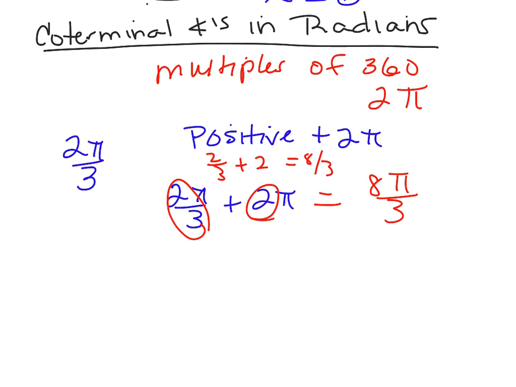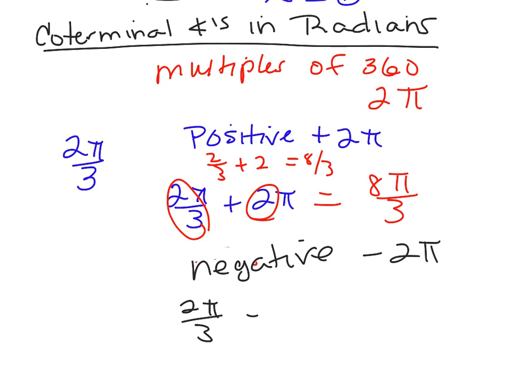All right, to get a negative, you subtract multiples of 360. So you would subtract 2 pi until you get a negative. So it's going to be 2 pi over 3 minus 2 pi. In your calculator, you do 2/3 minus 2, and you get negative 4/3, which is going to be negative 4 pi over 3. Okay, let's take a look at the next one.